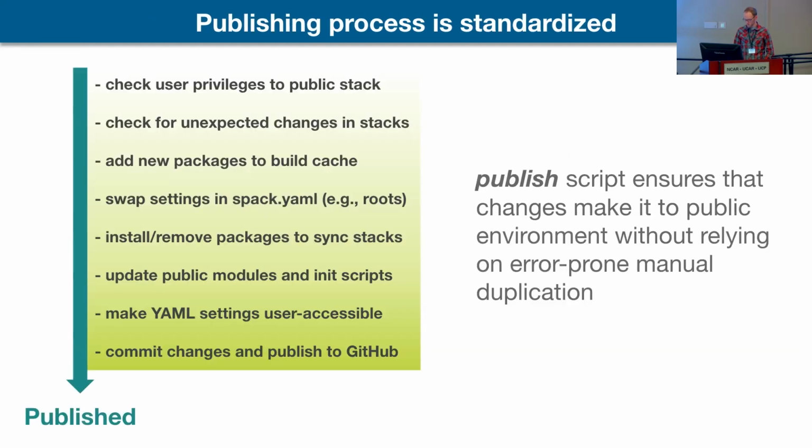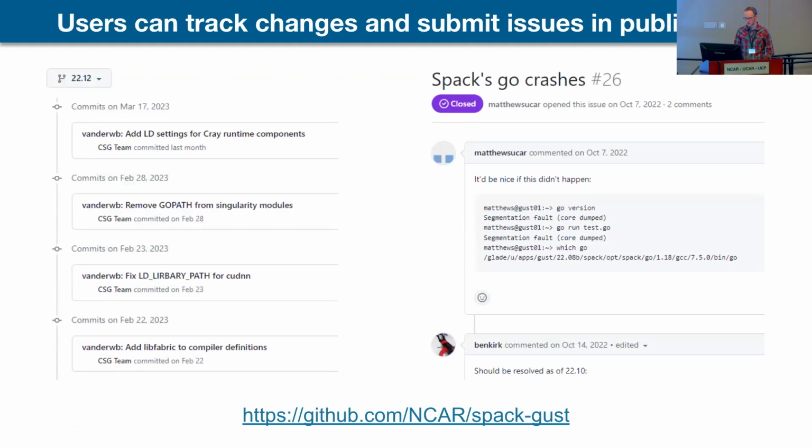Oops, went backwards. So the nice thing about putting it all on GitHub is users can track the changes and submit issues to the public repo, which before, they would just submit a help ticket and we could look on the back end at what changes have been done. But now, they can just look on the list of commits and see exactly what's going on in terms of new packages and new settings. And obviously can post issues as well. Get nice feedback like, oh, Go doesn't work, fix that. So yeah, that's been a nice way to go.